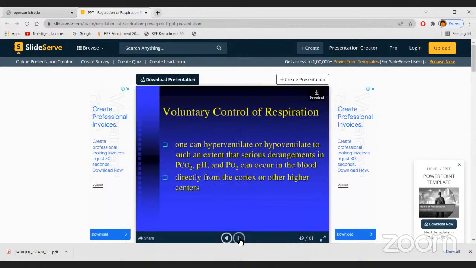The voluntary control of respiration. One can hyperventilate or hypoventilate to such an extent that serious derangements in PCO2, pH, and O2 can occur in the blood. This is controlled directly from the cortex or the higher centers.